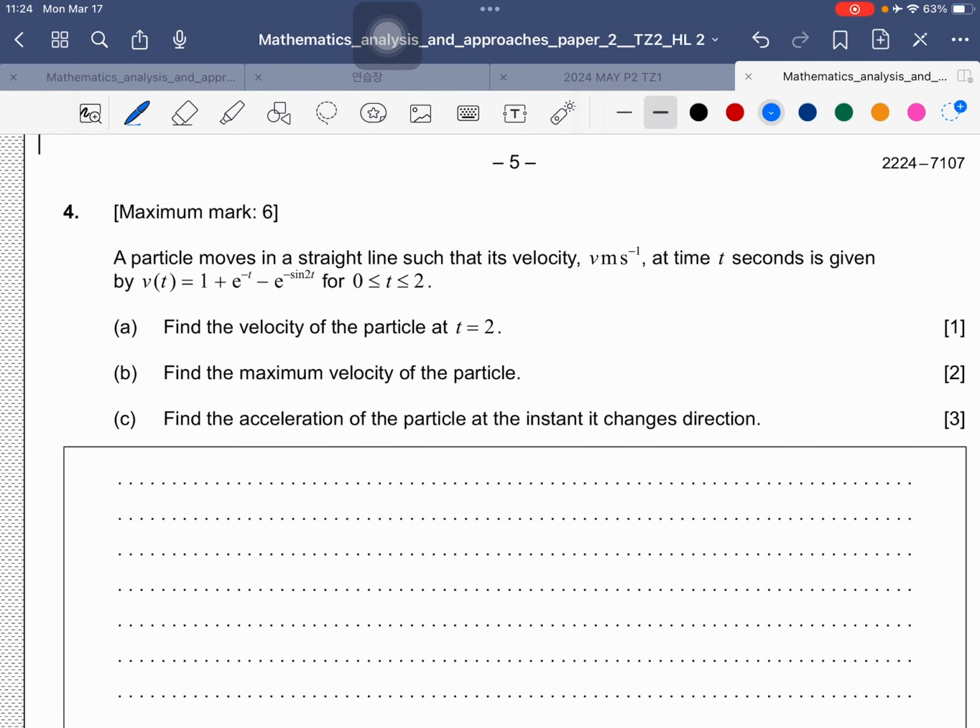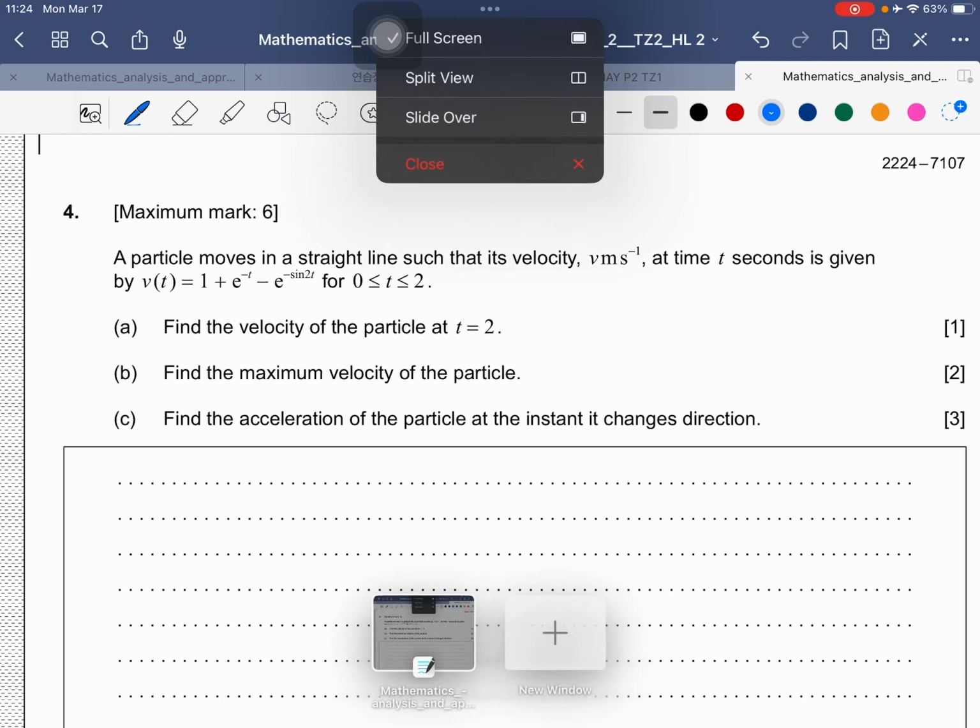Okay, question number 4. A particle moves in a straight line such that its velocity v meters per second at time t seconds is given by this function. The domain of t is restricted from 0 to 2. A: Find the velocity of the particle at t equals 2. B: Find the maximum velocity of the particle. And C: Find the acceleration of the particle at the instant it changes direction. To analyze this function, we need to draw it using our calculator.